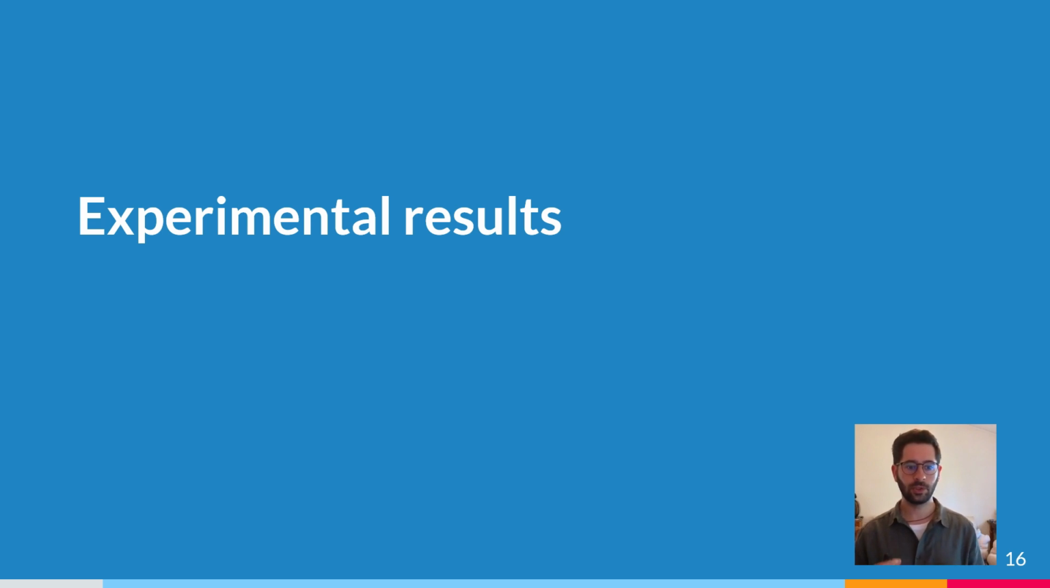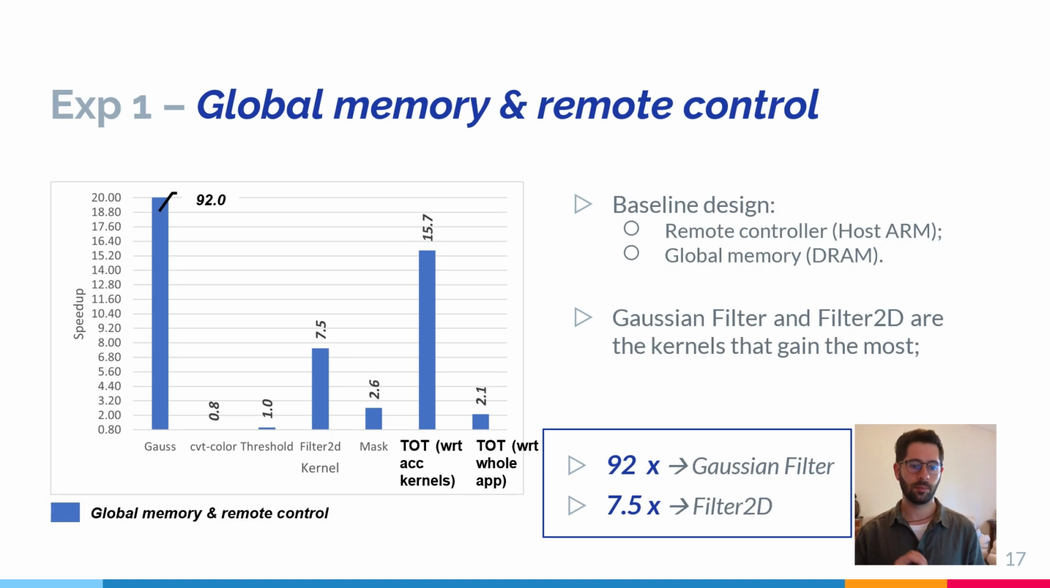In the final part of the presentation, I'll analyze the results achieved with the previous architectural templates, plus the final analysis of the area utilization. For the experiments, we report bar graphs that represent the speed up achieved with respect to the baseline, which is the software implementation in C++ using OpenCV. On the x-axis, we have the accelerated kernels, while on the y-axis, we have the speed up that we achieved. In the first experiment, we report the speed up achieved using global shared memory, the DRAM, while all the kernels are controlled remotely using the ARM CPU, that is the host processor.